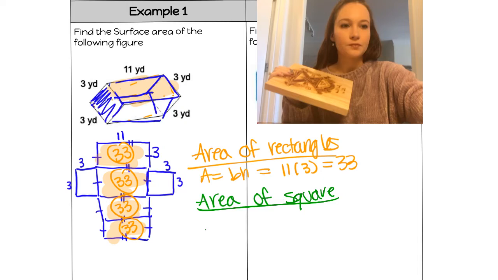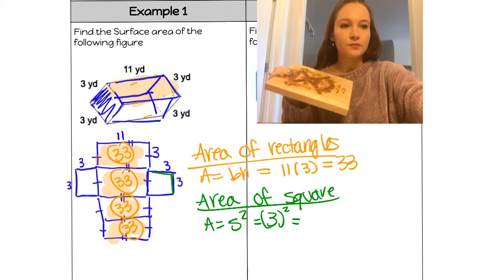What did you get? Did you get that the area is the side squared? Nice job. So my side lengths are 3. So this is 3 squared. What's 3 squared mean? Or what value is it?